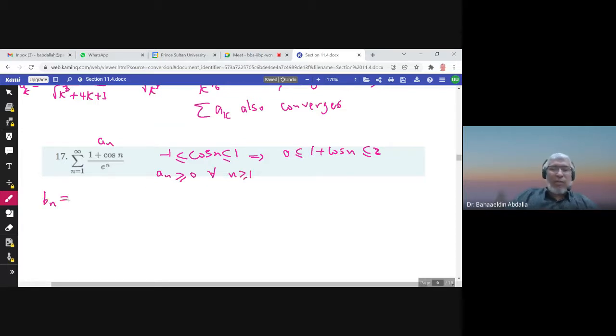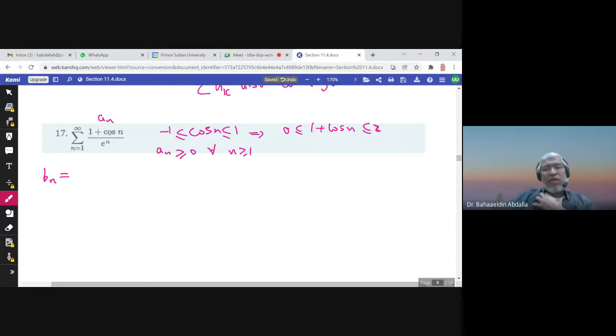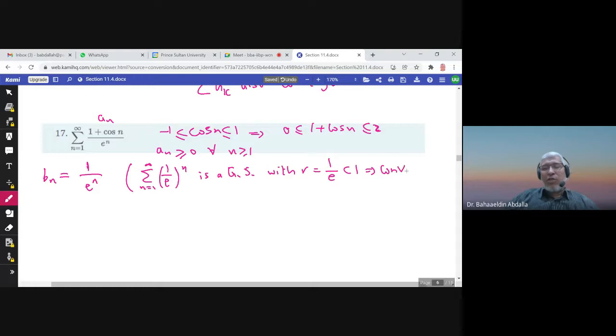What is bn? When we go to infinity, cosine n is not important because it's a number less than 2. So I have 1 over e to the power n. Notice that summation 1 over e to the power n from 1 to infinity is a geometric series with r equals 1 over e, less than 1. So it is convergent.